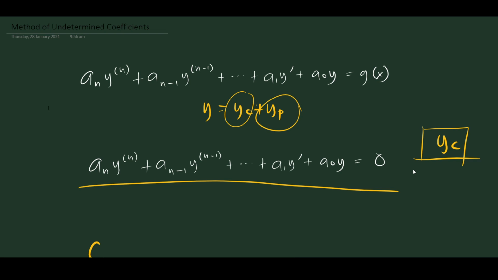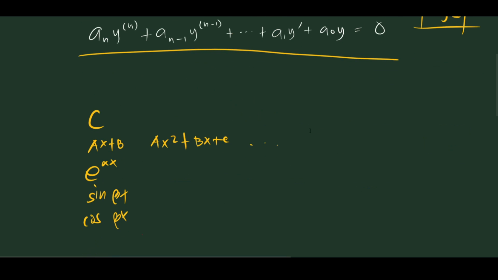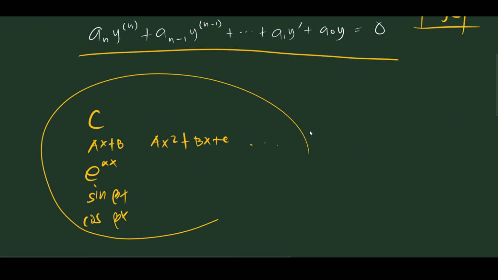The first step is taking a look at g of x, the form of g of x, because we can make an informed, educated guess of the form of yp based on the form of g of x. Now what makes this possible? The thing that makes it possible is a unique property of this set of functions that we've defined in the previous video: the sums and products of these functions, and also the derivatives of the sums and products of these functions, are again sums and products of these functions.